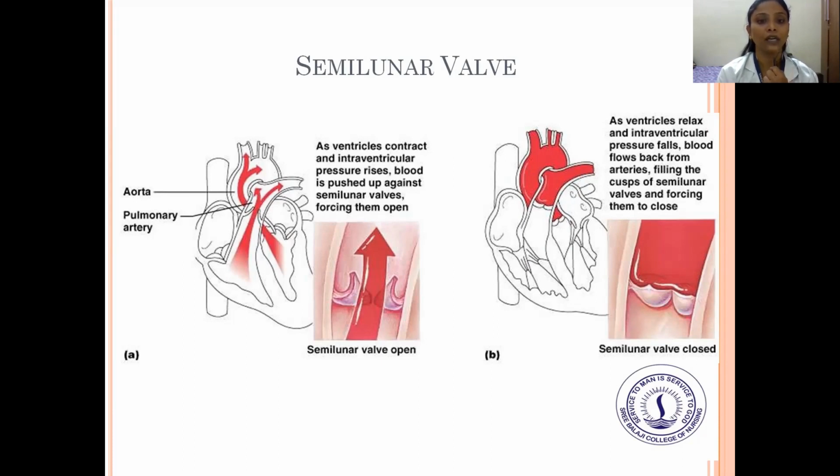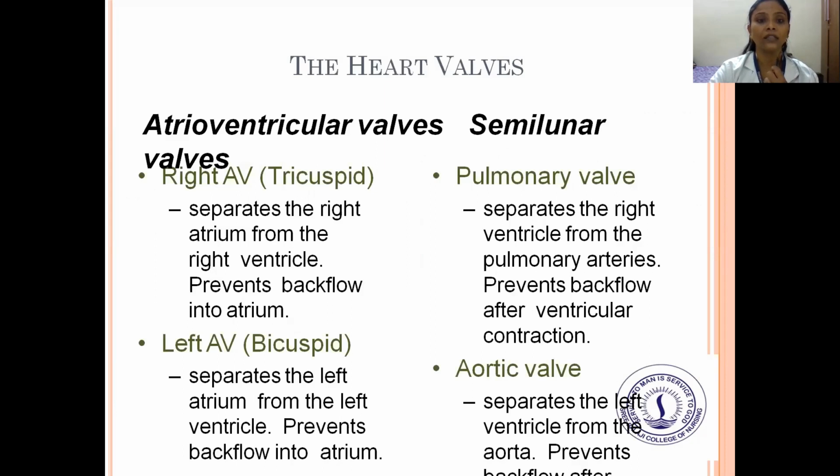As the ventricles contract and intraventricular pressure rises, blood is pushed up against the semilunar valves, forcing them to open. The semilunar valves close as the ventricles relax and intraventricular pressure falls, and blood flows back from the arteries, filling the cusps of the semilunar valves and forcing them to close. This is what happens in the semilunar valve. Next, the heart valves: that is atrioventricular valves and semilunar valves.